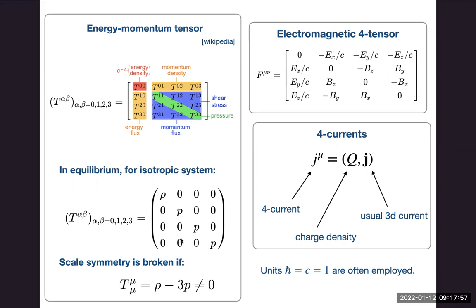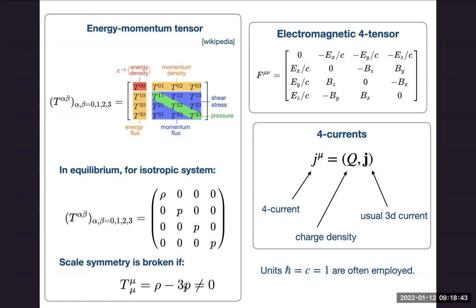So the scale anomaly: if you have scale symmetry, it means that this trace is zero. So rho minus 3p must be equal to zero. I say minus because it should be convoluted with the metric tensor, which has minus elements either here or there. So this is the classical scale symmetry, and it's broken if and only if the trace of the energy momentum tensor is non-zero. It means that energy minus three pressures is not equal to zero. That appears often in interacting theories, and on the quantum level, the symmetry becomes broken. So that's what I'm talking about.